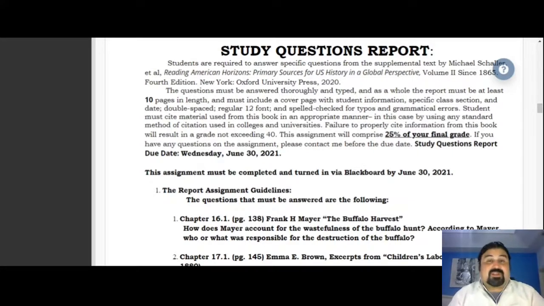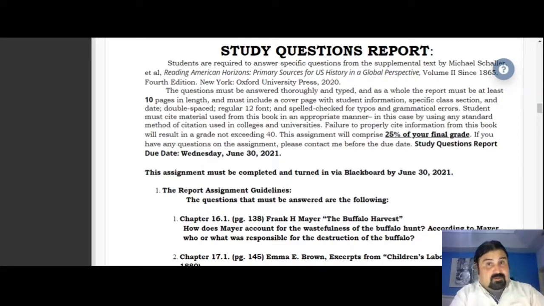But whenever you cite something directly from the book, quote it appropriately. At the end, save everything in one file. It has to be a Word doc or PDF, uploaded on the Submit Work section on Blackboard. This is due June the 30th. Wednesday, June the 30th, the end of June, pretty much.